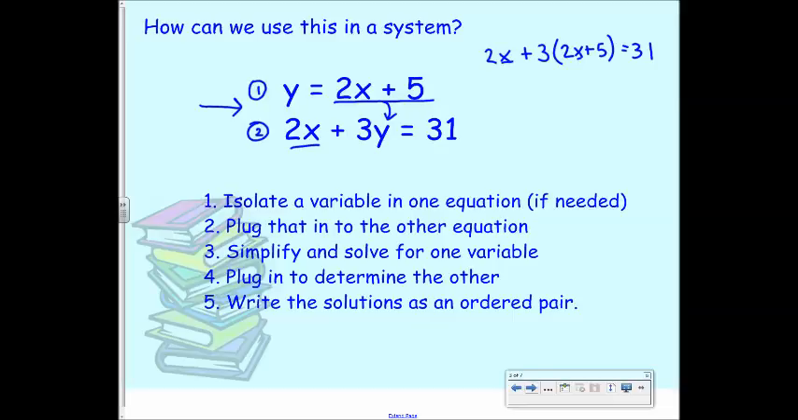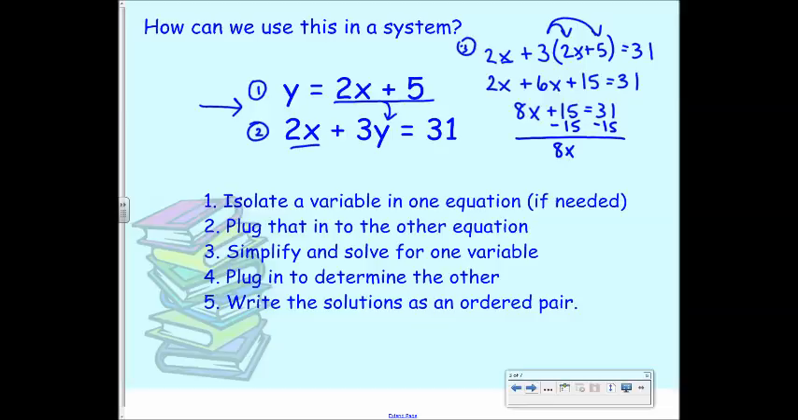So let's take a look now at this equation. I'm going to call this equation number 3. All right? And let's see what we can do. So the first thing I need to do is simplify by distributing this 3. And I end up with, still got that 2x, plus 6x, plus 15 equals 31. All right, now I'm going to combine like terms, and I get 8x plus 15 equals 31. Now I need to get x by itself, so I subtract 15, and I get 8x equals 16. So then I divide by 8, and I end up with x equals 2.